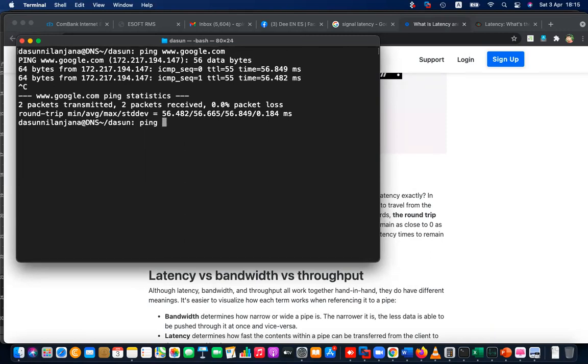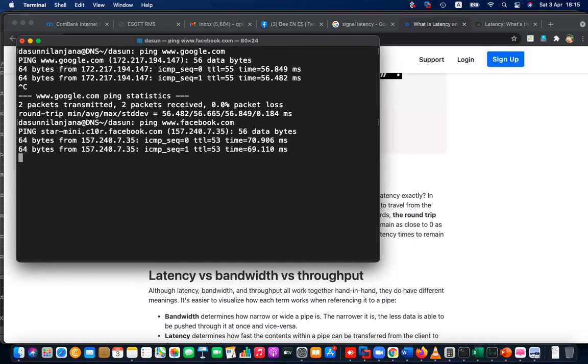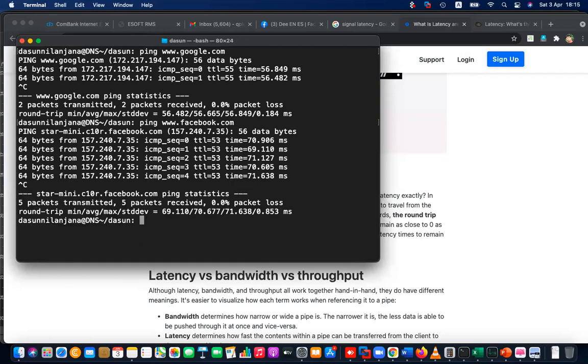If you ping www. some other server, facebook.com, this might not be the same. Here in my case, latency is quite higher than the previous one. You can also try the second example and see.